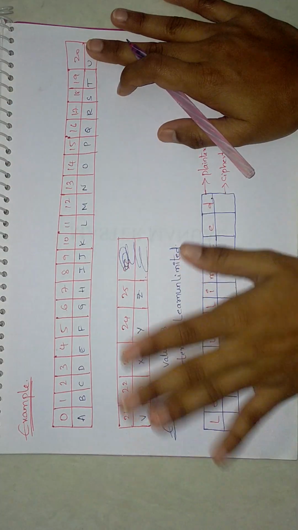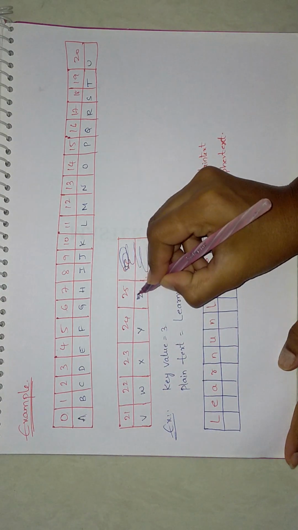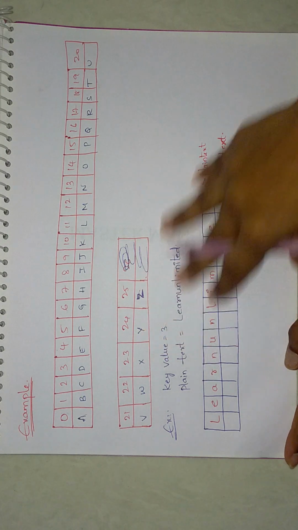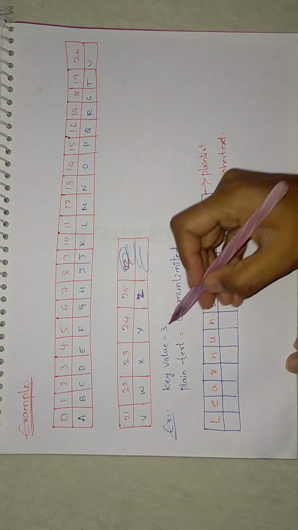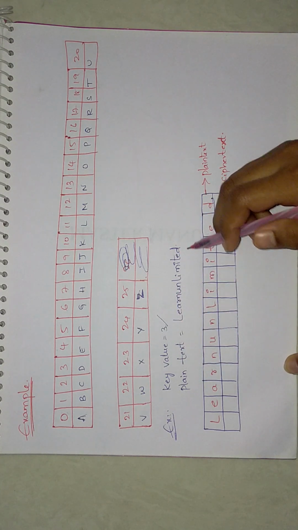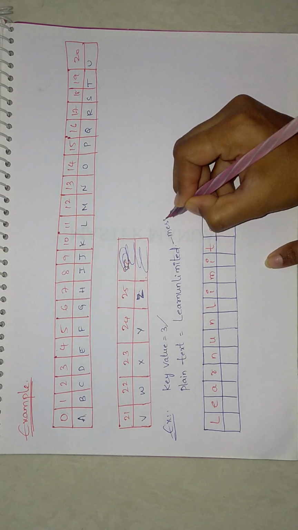Now this is a table chart. From A it's 0 and Z it is 25. I'll show you how to encrypt and then decrypt also. We will take the key value as 3, and the plain text we have taken is "learn unlimited" for this example. So this is the message we want to encrypt.